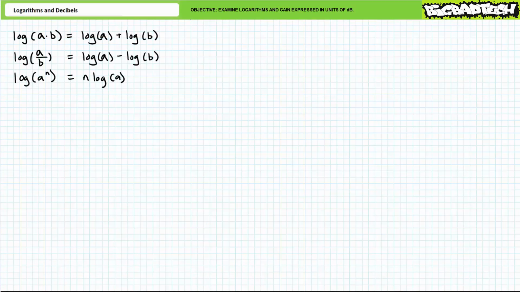Here's some other helpful properties of logarithms. Log of a times b will be equal to the log of a plus the log of b. Log of a over b will be equal to the log of a minus the log of b. And finally, the log of a raised to the power n will be equal to n times the log of a. Let's do a quick application of these properties by way of illustrated examples.